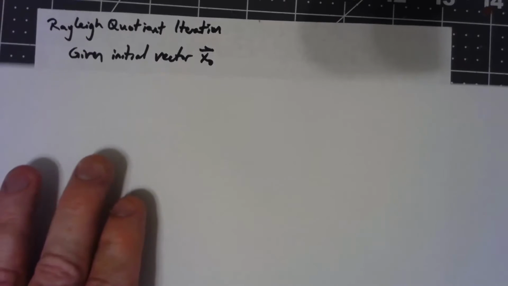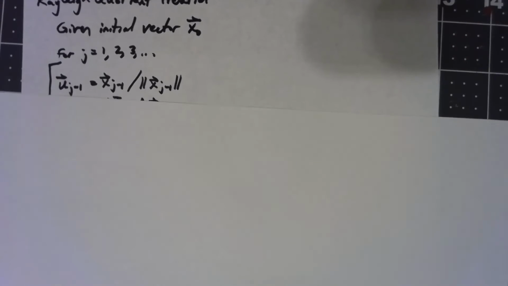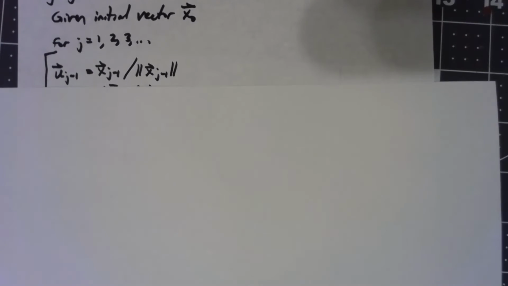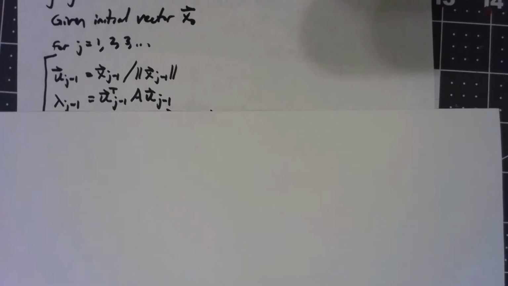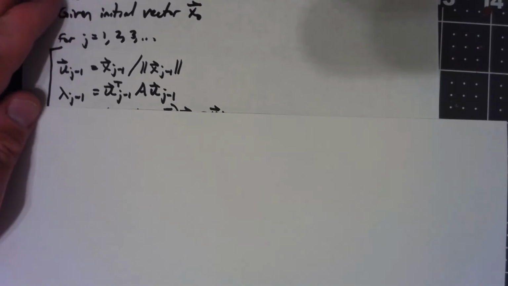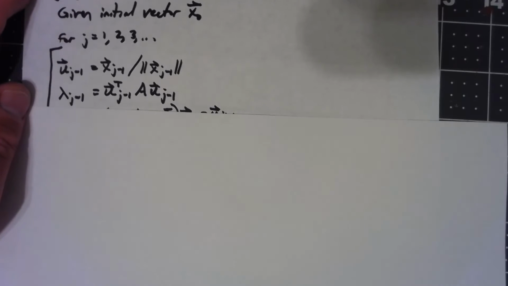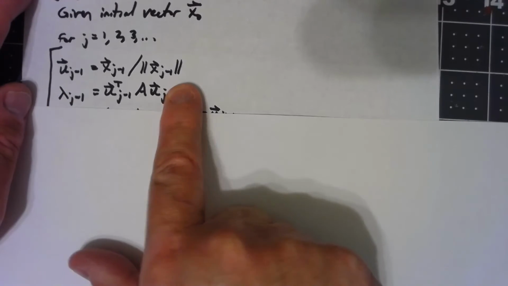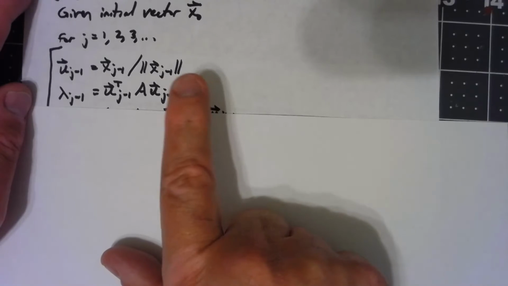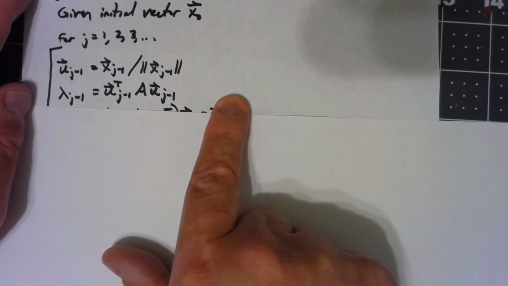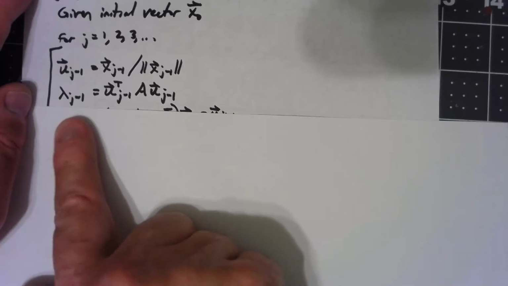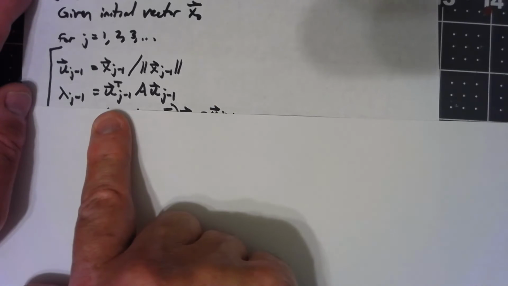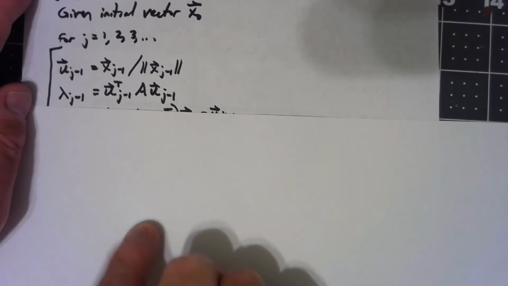So here's the basic idea. We take an initial guess. We do an iterative process. We normalize the vector. Then we go ahead and find that Rayleigh quotient. Because we've normalized the vector, we don't need to divide by u transpose u, like the original Rayleigh quotient said. So my eigenvalue should just be u transpose Au.